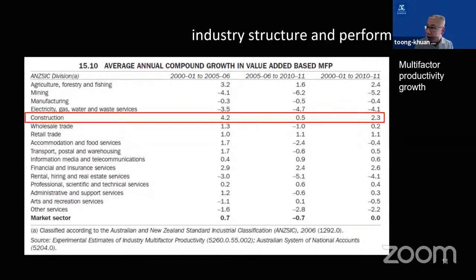Now, in Australia as a whole, during that entire period of 2000 to 2010, there was not much economic growth, because whatever growth in the first 5 years was cancelled out in the next 5 years. And this is mainly because of the global financial crisis in 2008. But it's quite strange that construction managed to report a positive 2.3% productivity growth. But I can talk a little bit more about that if you guys are interested at the end of the lecture, right? So let's move on for now. Okay.